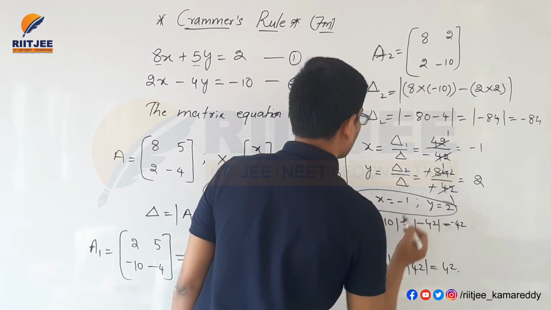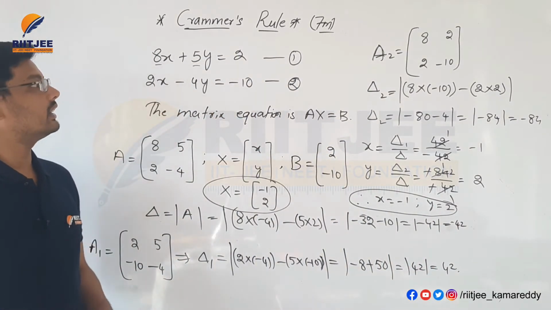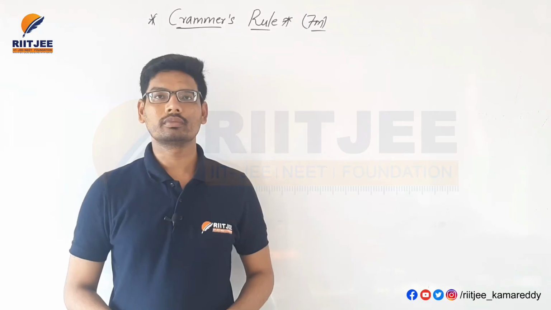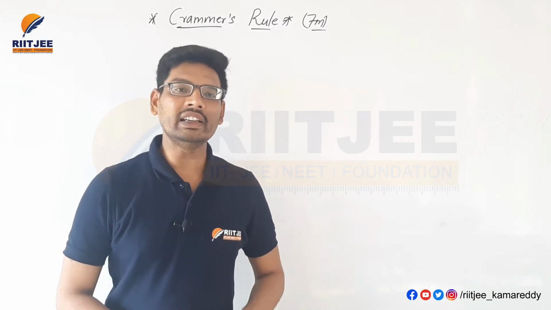This is all about Cramer's rule of a 2 by 2 matrix having 2 variables in a linear equation. Let us take one more example of Cramer's rule, that is 3 linear equations here.